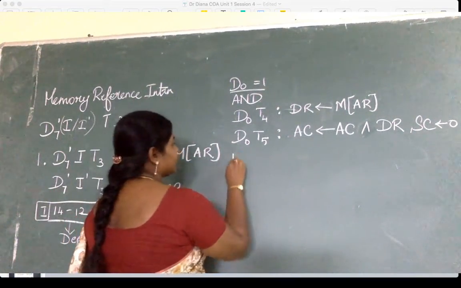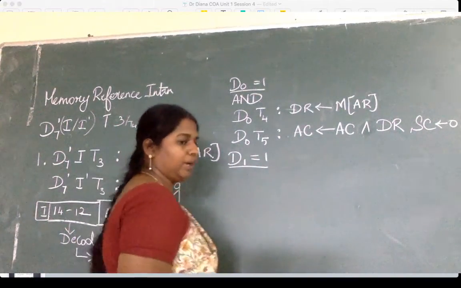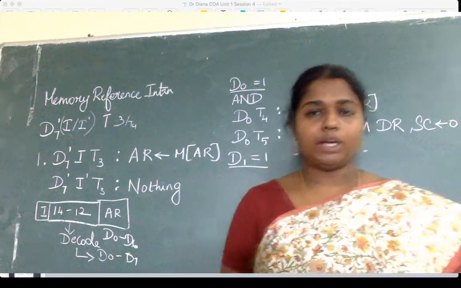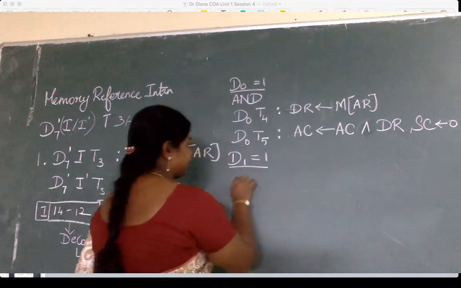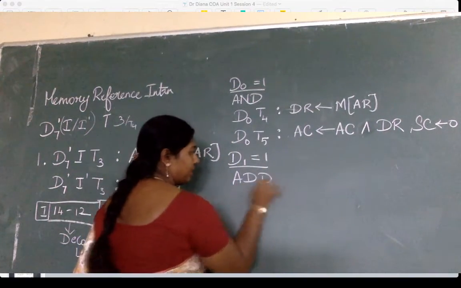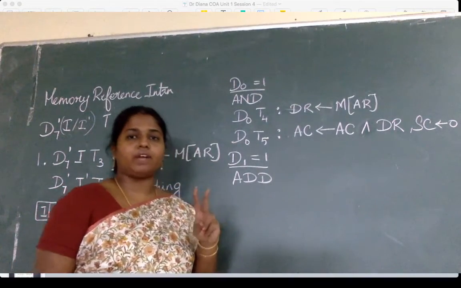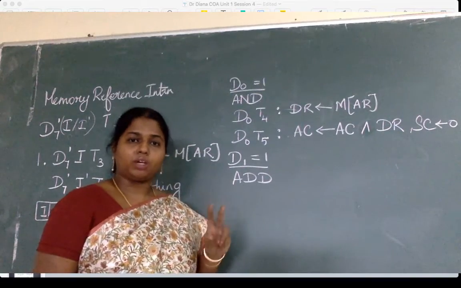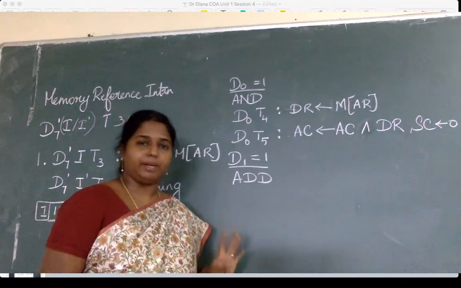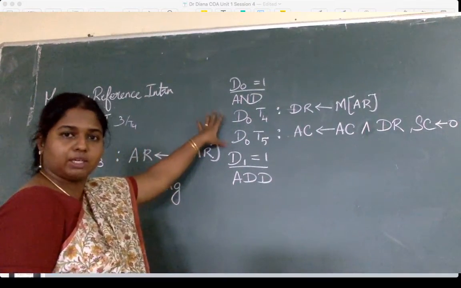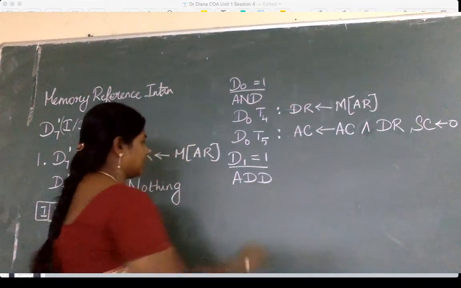The second instruction under the memory reference category is when D1 equal to 1. When D1 is equal to 1, the operation that is performed is an add operation. Add means I have to have two data values. I am going to add both of them. One of the data values will be there in the accumulator. The other data value will be read from the memory. So it is going to be very similar to this, but instead of the AND operation, I am going to perform the add operation.